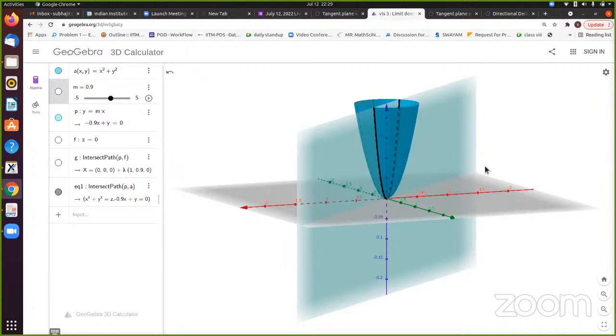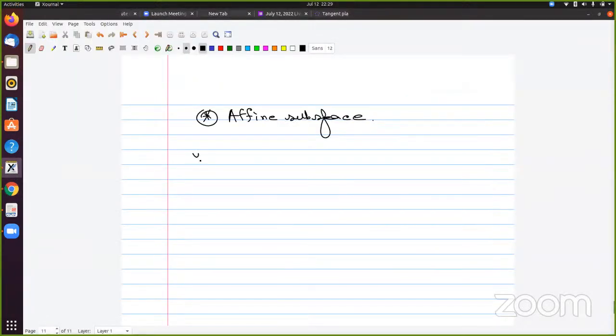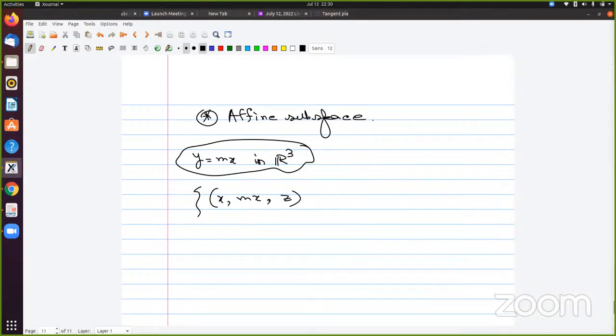In 2D, yes. But now when I am talking about y equal to mx in R3, that is not a straight line, that is a plane, a two-dimensional thing. Because if we write it, this means (x, mx, z). So there are two free variables. If you put m equal to 1, then this is your subspace.